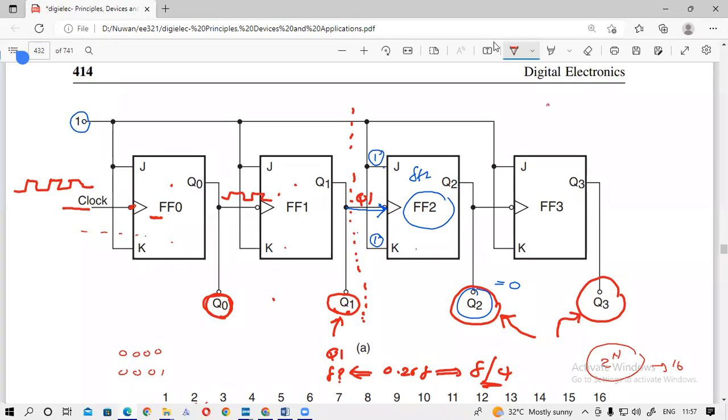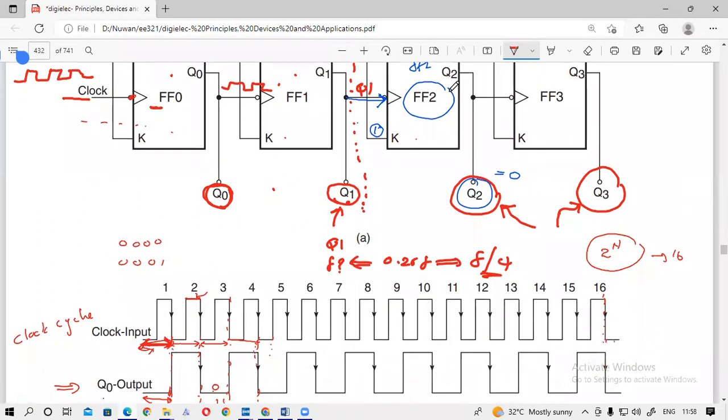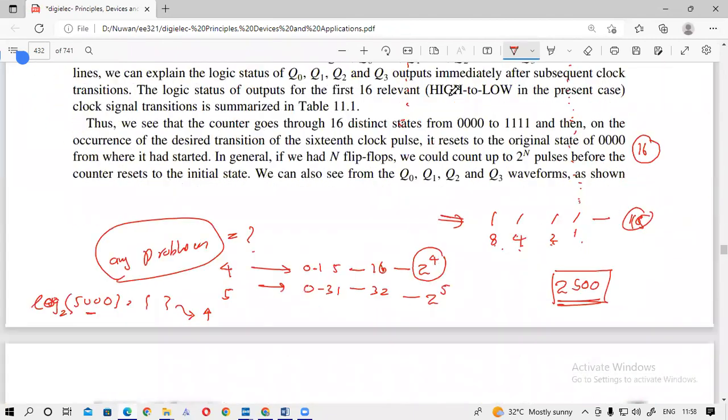Okay, so these are called serial counters. And some counters are there where we can give the clock simultaneously. Those are called parallel counters. We will learn about that one later. Today we will learn the serial counters. These are serial counters, and they are also called asynchronous counters. Why do we call it asynchronous? Asynchronous means actually, okay, I'll come to that point next.